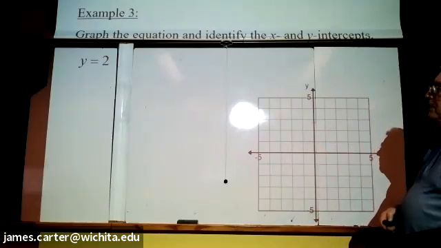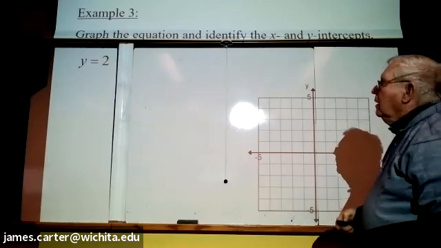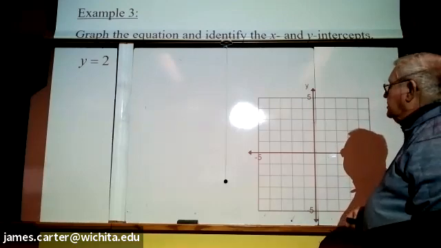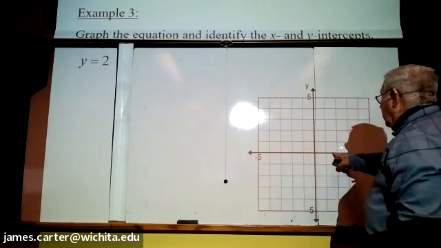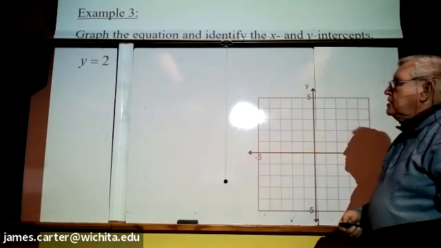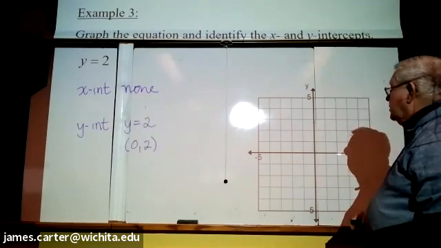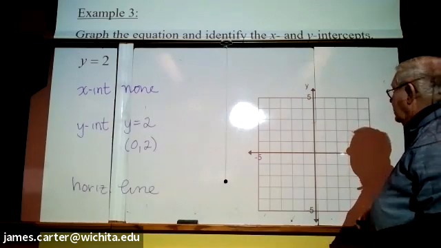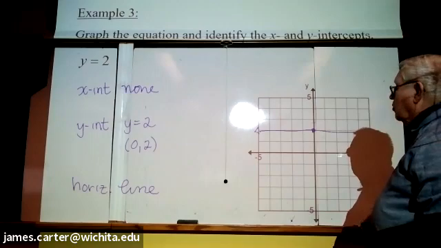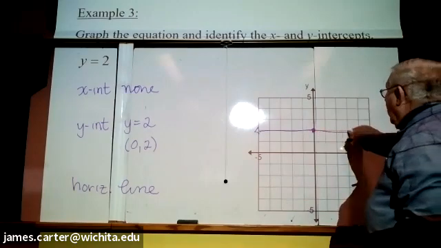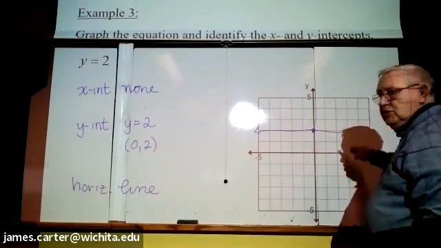Okay, here's an example of that. Y equals 2, the x is missing. That means it's not going to touch the x-axis. So there is no x-intercept, but in this case, we get the horizontal line where everything is at 2.